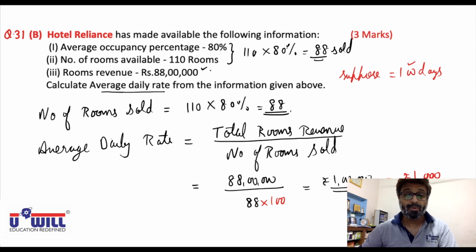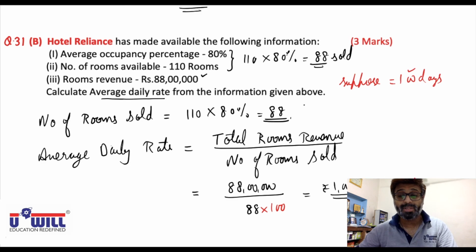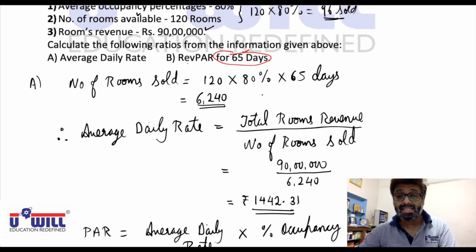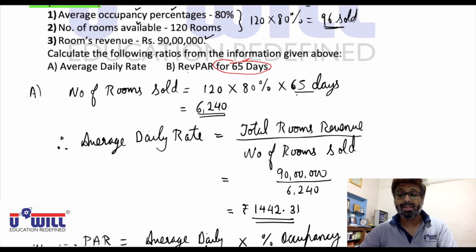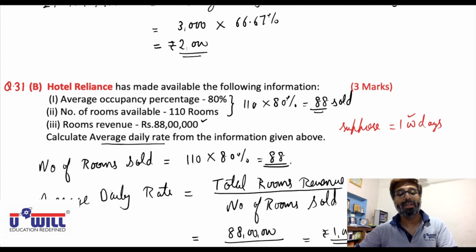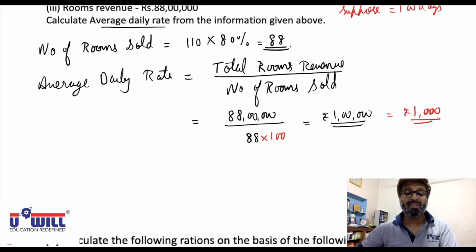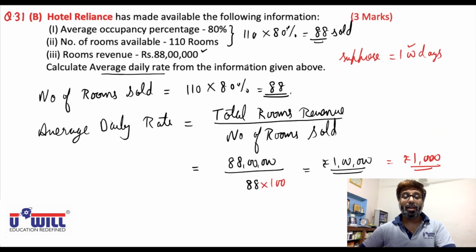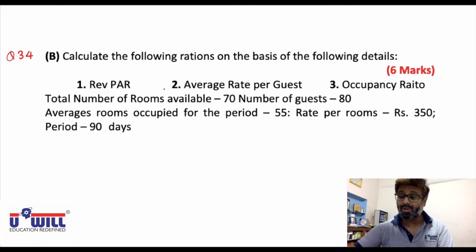So the total number of rooms sold also will get multiplied with that number of days. Here also we have done that. If you see here, 65 days number of rooms sold. Okay, first answer. So here also it must be given, and that 88 must be multiplied by number of days. Anyway, in absence of information, we go ahead with this. Now question 34b, all of you pause the video and try on your own.